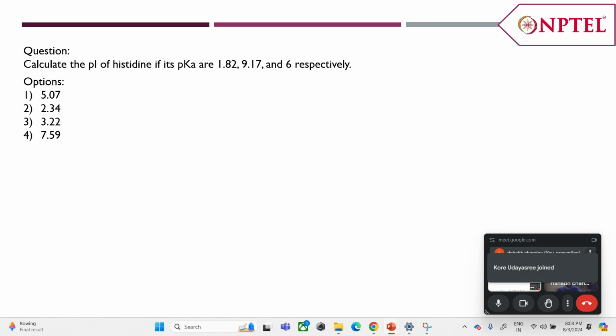Calculate the pI of histidine, and it also has three pK values. So, considering the concept that I have just told you, please calculate the pI of histidine and let me know the answer.